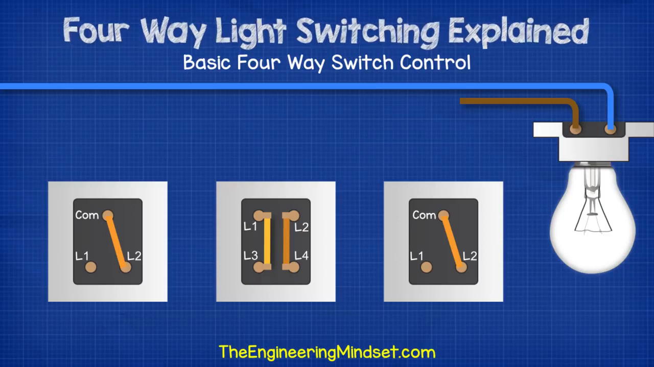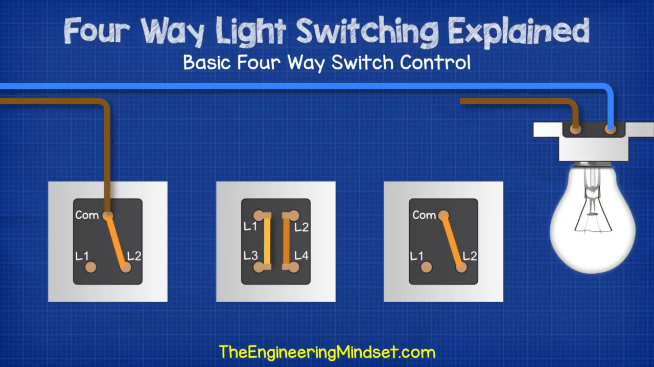The first circuit we will look at is the simplest method and the easiest to understand. It's typically used for a new installation. We have our 2 3-terminal switches at either end, and then an intermediate switch in the middle. We take our live and feed it into the common of switch 1.